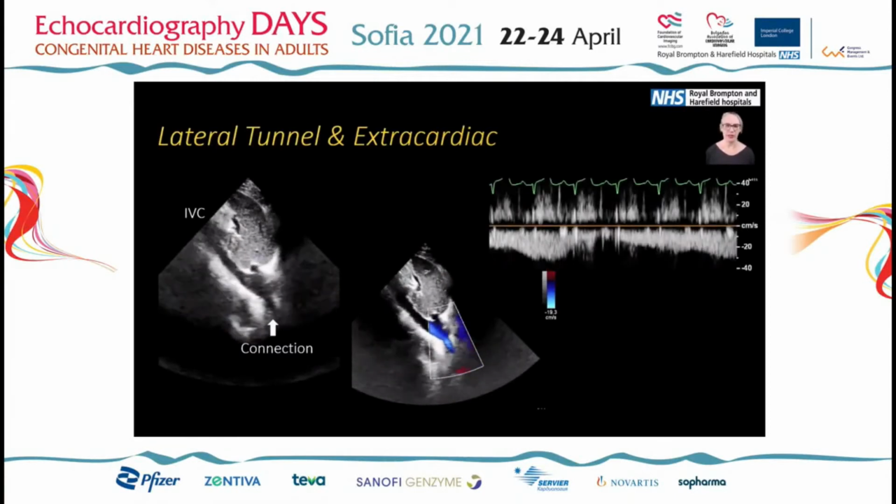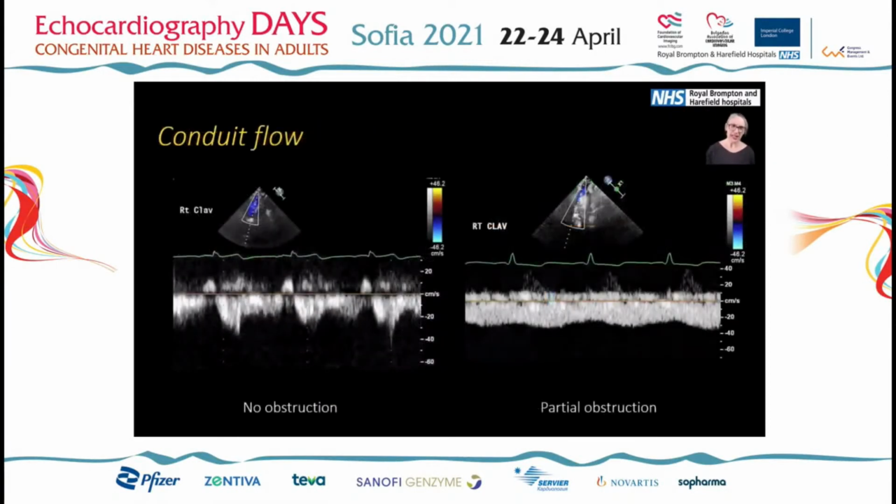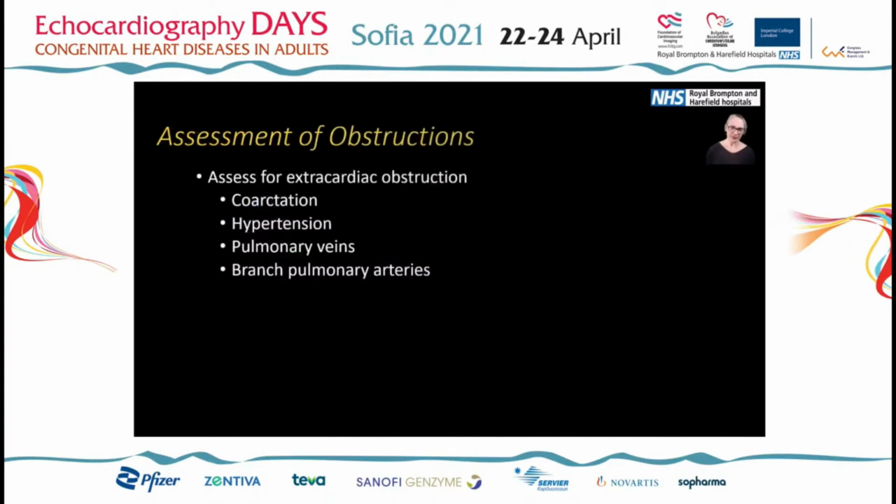And again, we can look at the Doppler profile. Now, with the Doppler profile, it's not very well defined. What we do want to see is pulsatile flow, like we see on the left. We see that flow returning to the baseline, and that tells us there's no obstruction. In the image on the right, there is a continuous pressure gradient, which suggests there is partial obstruction or something's not quite right with this particular conduit.